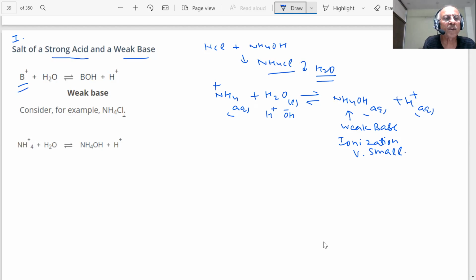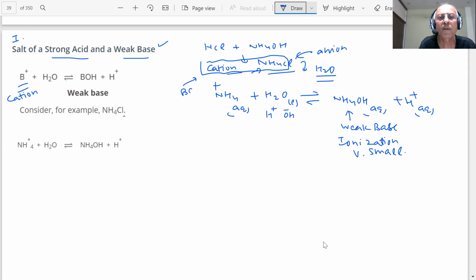So this is my cation, student. Where is the cation coming from? Base. Whenever there is a cation, student, there is an anion in every base. Cation source is what? Base. And anion source is acid.